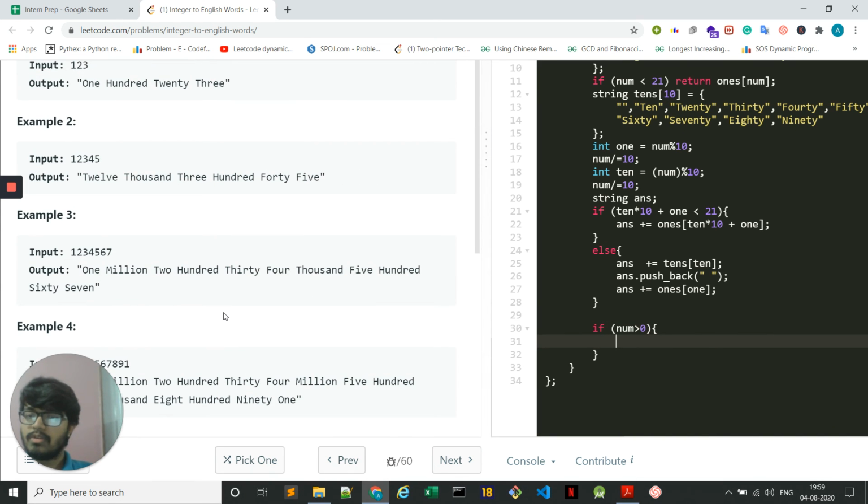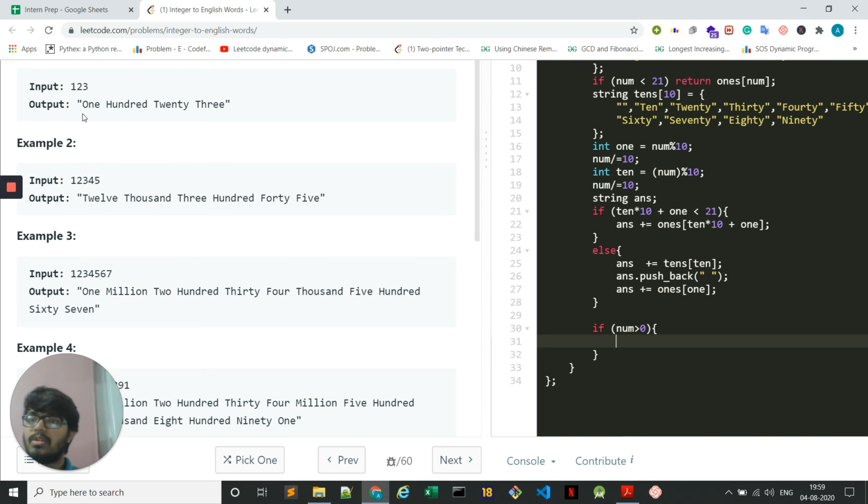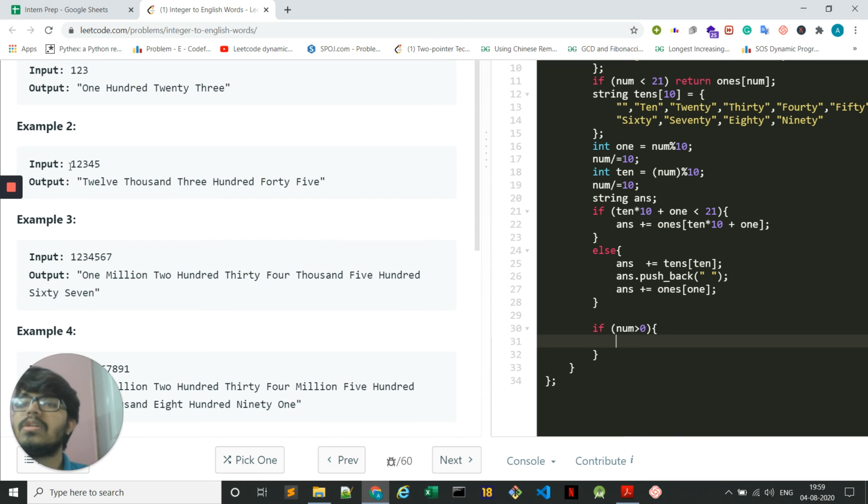Let us scroll down for some test cases. So this should be 100. If I take 123, then it should be 100. If I take 1123, then it should be 1123. And 12,345 should be 12,300.